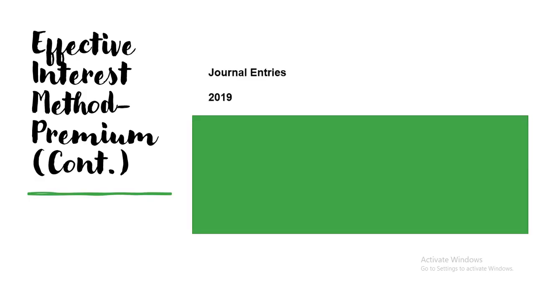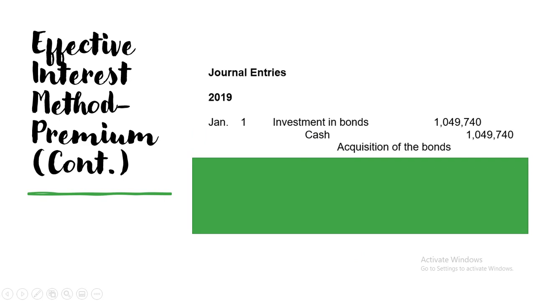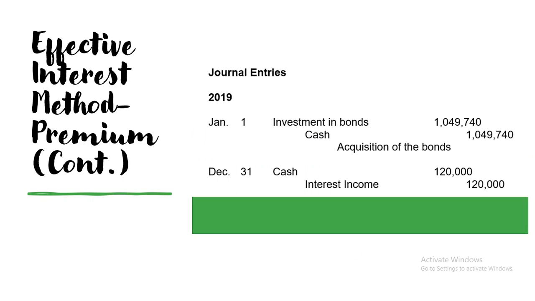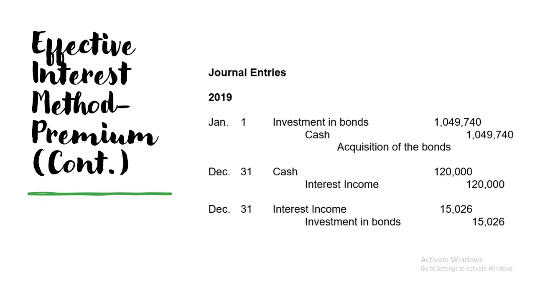Now for the journal entries, same pa rin po, no? For the first year, first journal entry is yung acquisition of the bonds. And then second one is the interest received. Cash 120, then credit interest income for 120. And the amortization of the premium. Ayan. So amortization of premium decreases the amount of interest income. That's why we debit interest income.